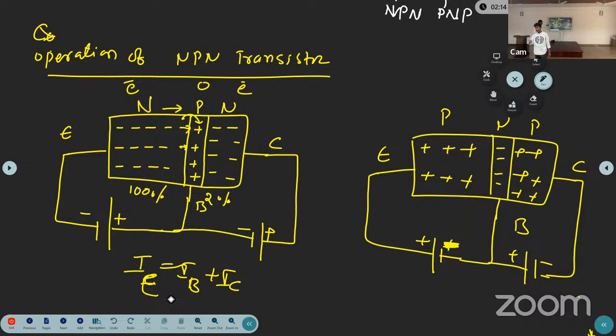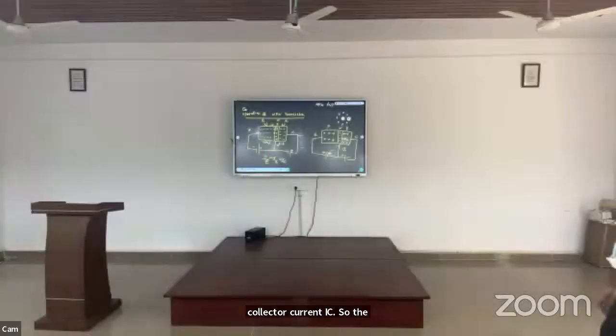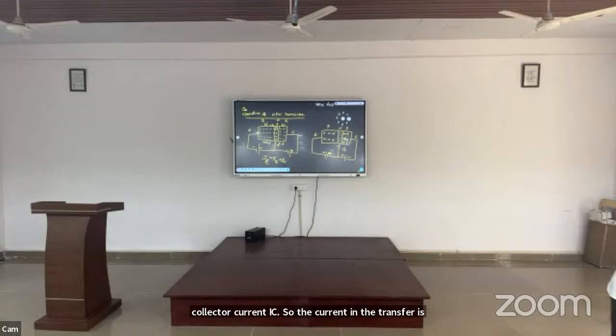Emitter charge carriers. The total current is IE equal to IB plus IC. The base current is the recombination of emitter and base charge carriers, and the collector current is the excess electrons of the emitter collected by the collector terminal. That gives some current, called the collector current IC. So the current in the transistor is IE equal to IC plus IB.